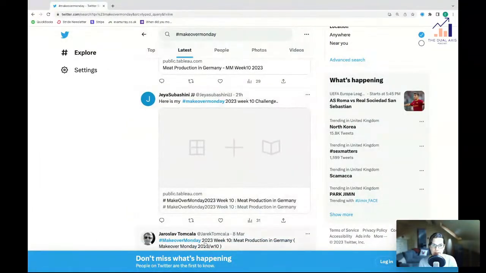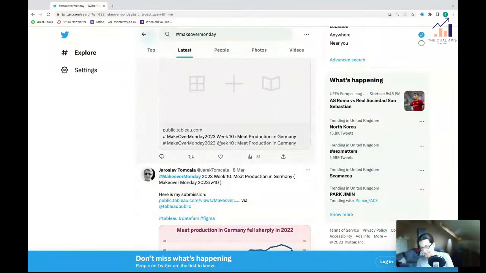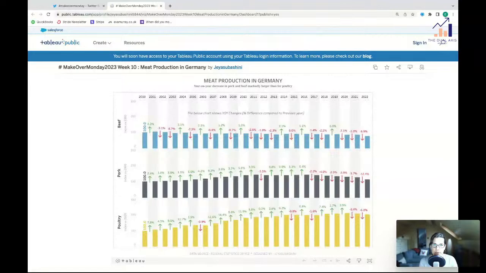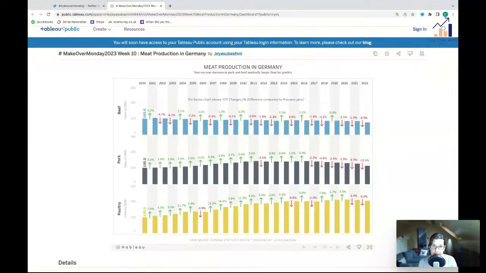Okay. What do we have here? Jaya Subhashini has also done a viz. Meat production in Germany, year-on-year decrease in pork and beef, markedly larger than for poultry. How do I see that? I think it's something that was taken from the original article, but I don't really know how I can see that, because everything looks very similar for beef.